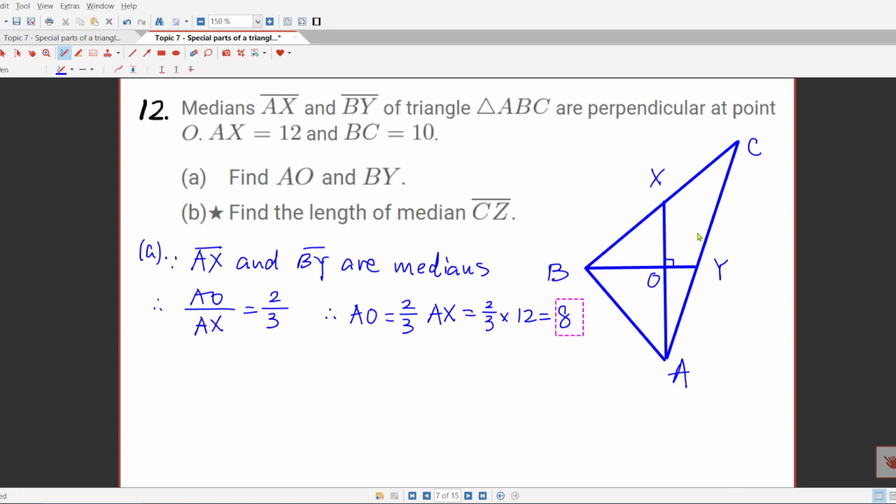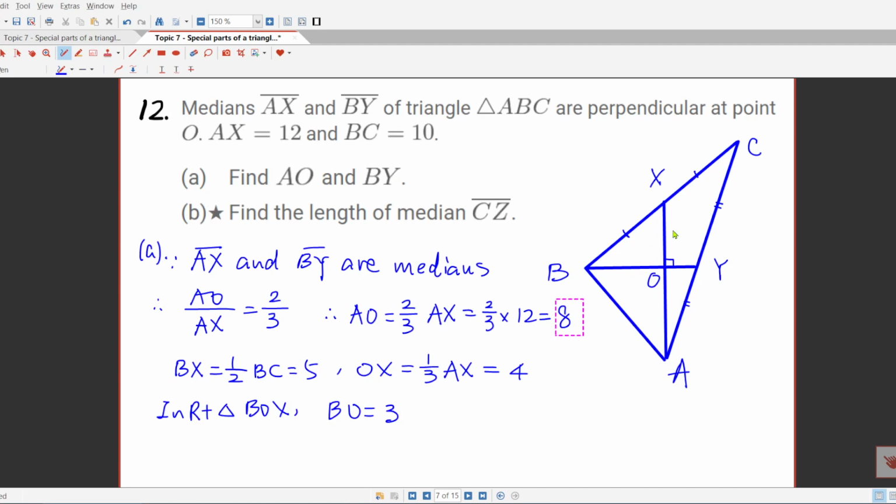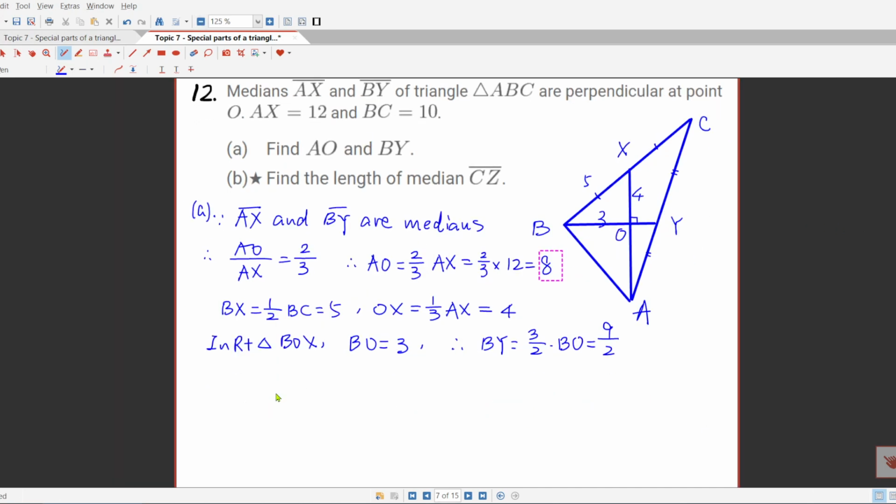And since X is the midpoint of BC, this side equals this side, this side equals this side, we have BX equals 1/2 of BC, which is 5, right? And OX equals 1/3 of AX, which is 4. So from the right triangle, in the right triangle BOX, we have BO equals 3, right? Because this is 4, this is 5, then this side must be 3, right? And therefore BY equals 3/2 times BO, which is 9/2, right? That completes the first question.